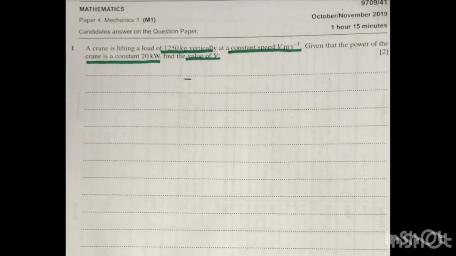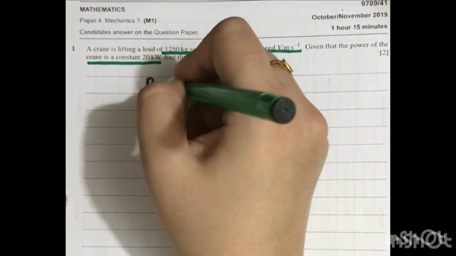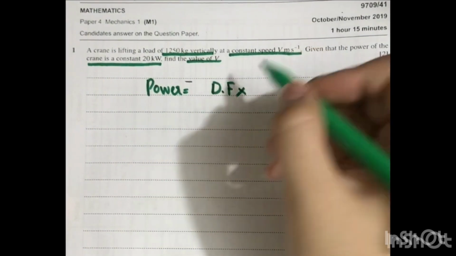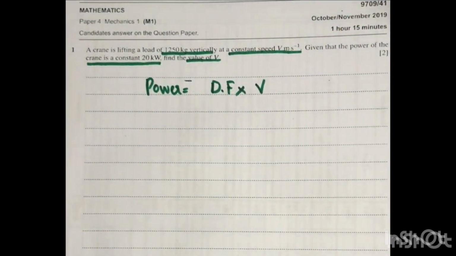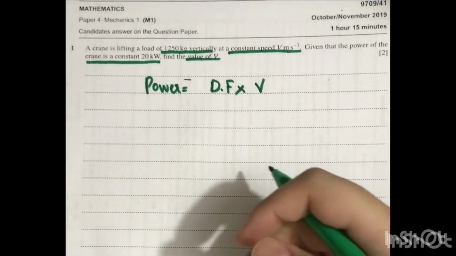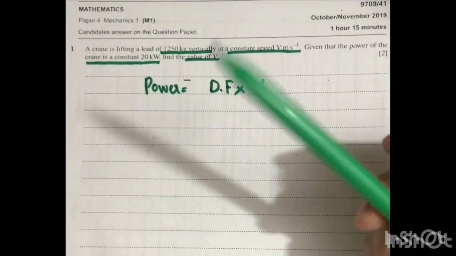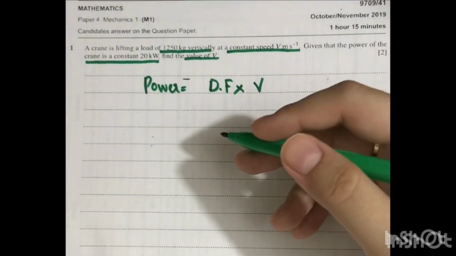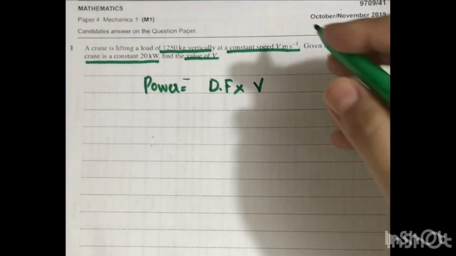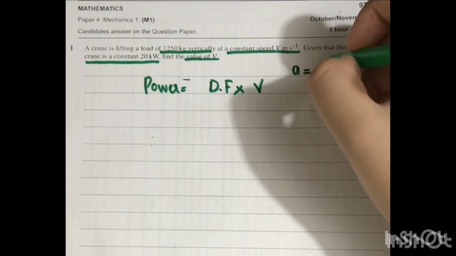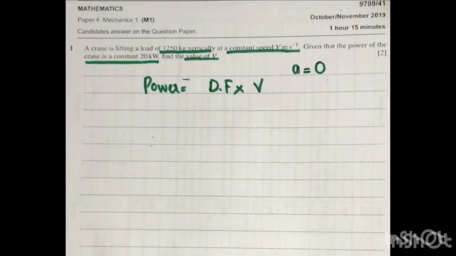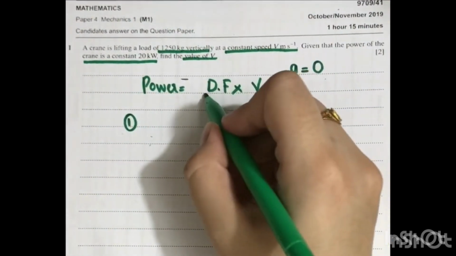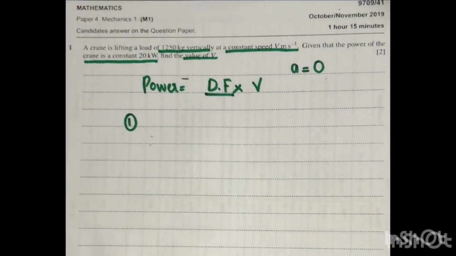So since we're talking about power, we know that power is equal to the forward force, or the driving force, multiplied by the velocity. The other essential information they've given us is that it is lifting a load at a constant speed. Constant speed means that there is no change in the speed, hence the acceleration is 0. And we can use the forces formula to find the driving force, also known as the forward force.